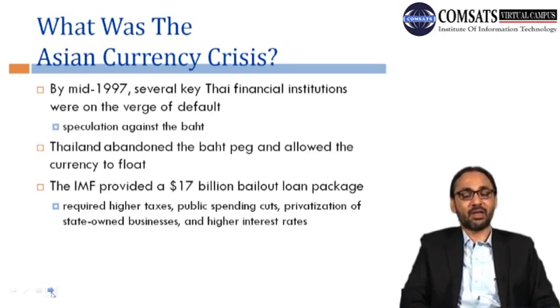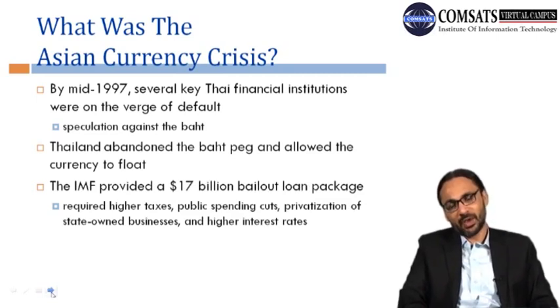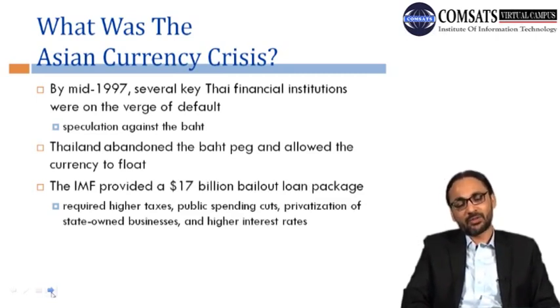By mid-1997, key Thai financial institutions were on the verge of default. There was speculation against the Thai baht, and Thailand abandoned the baht peg and allowed the currency to float. Because of this currency crisis in 1997, Thailand allowed its currency to float freely and stopped pegging it against the US dollar. To survive that currency crisis, the IMF lent 17 billion US dollars as a bailout package to Thailand. Against this package, they asked for higher taxes, public spending cuts, privatization of state-owned businesses, and higher interest rates.